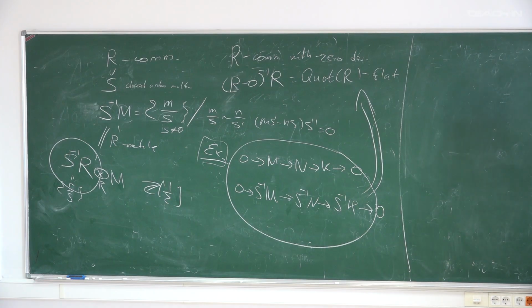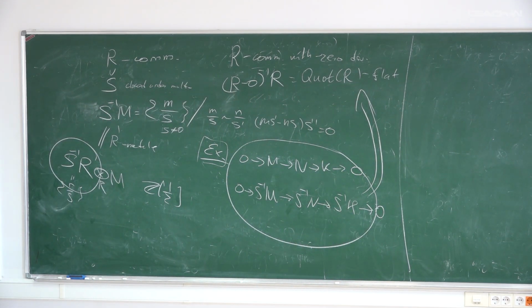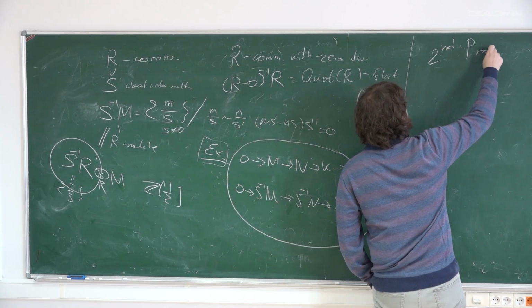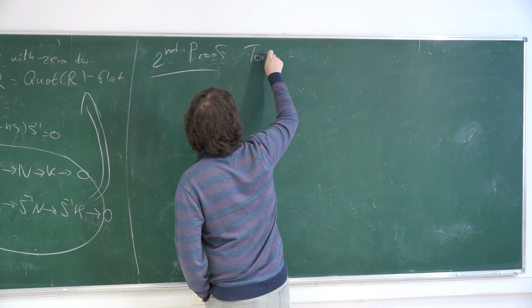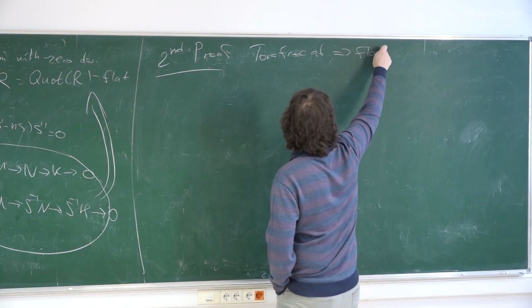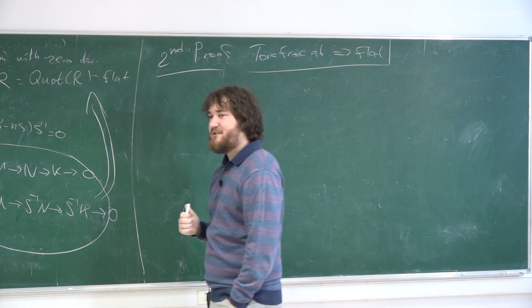The second proof has an even more crucial generalization, but maybe it's not a very obvious proof. Okay, let's start. The second proof that a torsion-free abelian group is flat. It's not an obvious claim. It's the following observation, which is crucial here.